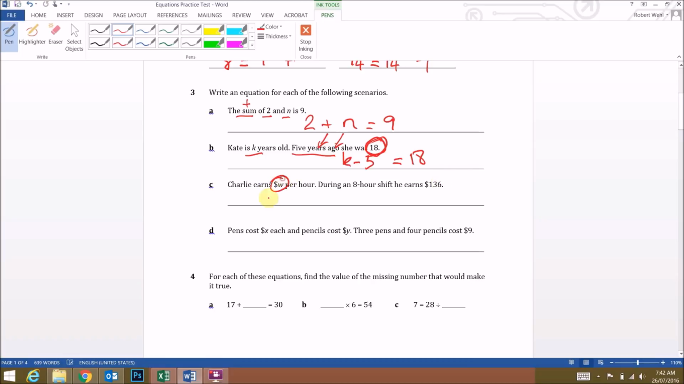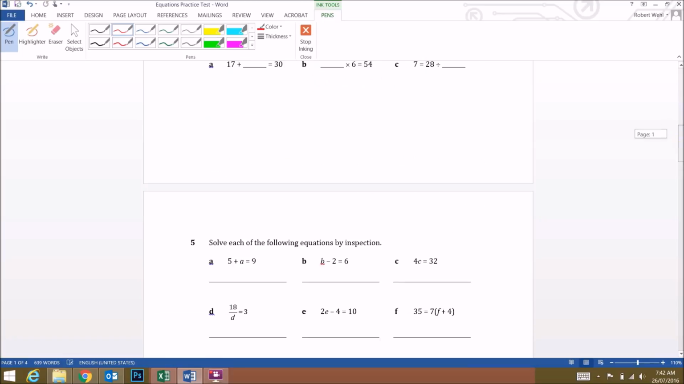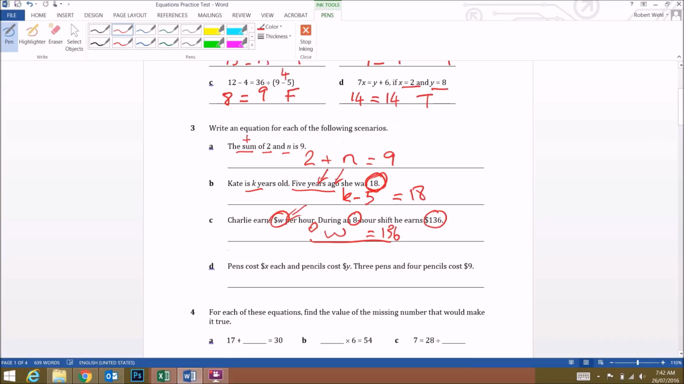Charlie earns W dollars per hour. During an 8-hour shift, he earns 136. So 136 is our answer. He's worked 8 hours and he makes W dollars per hour. So it would be 8W equals 136. Here, pencils cost X dollars each, and pens cost Y dollars each. 3 pens and 4 pencils cost $9. So if there's 3 pens, it's 3X, and you add together 4 pencils, which is Y, and the total cost is $9.